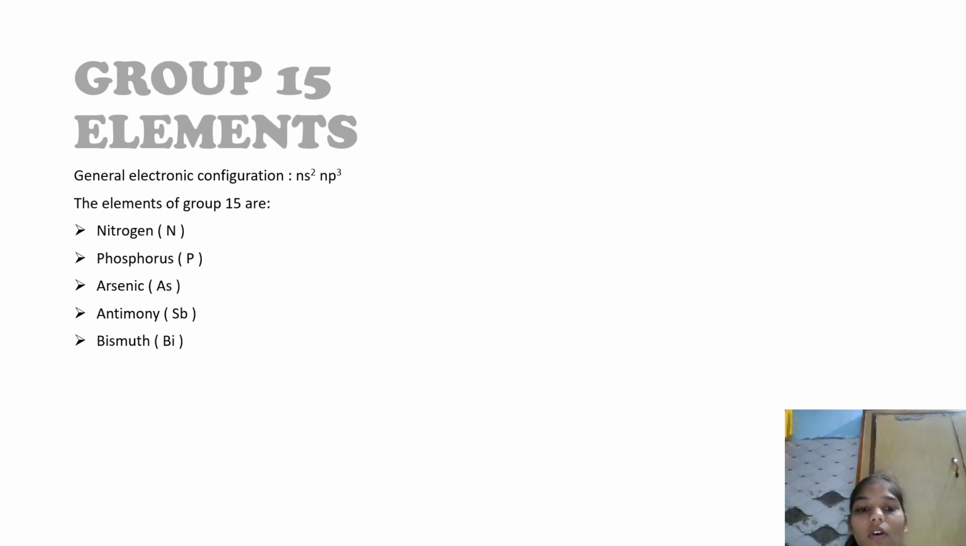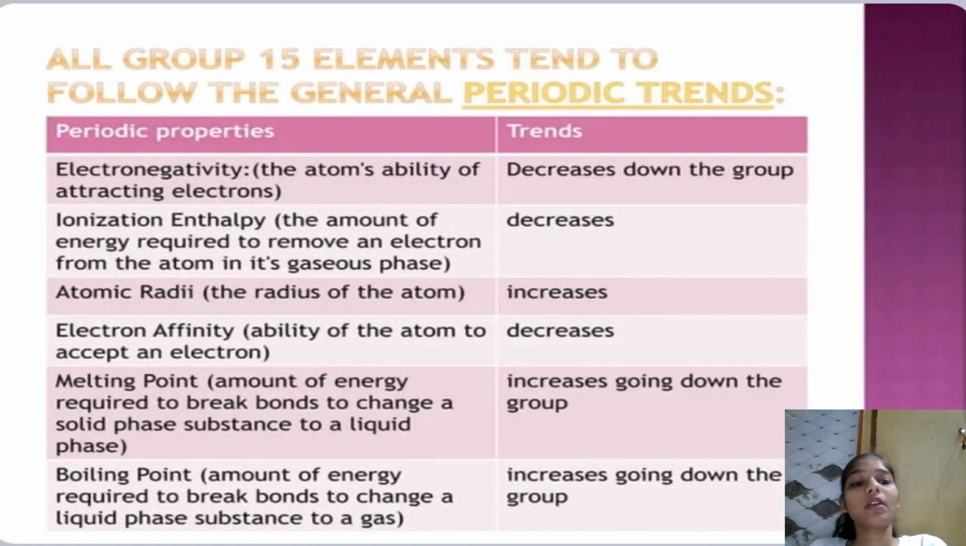The general electronic configuration of group 15 elements is ns2 np3. The elements of group 15 are nitrogen, phosphorus, arsenic, antimony and bismuth. Next, all group 15 elements tend to follow the general periodic trends. First is electronegativity, that is the atom's ability of attracting electrons. So electronegativity decreases down the group because the atomic size of the atom increases down the group.